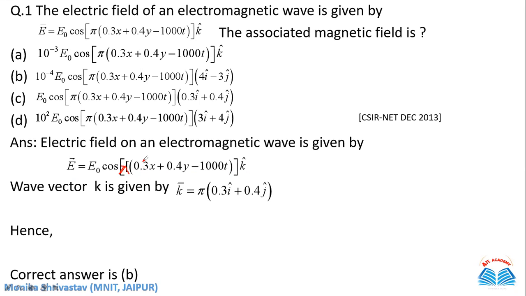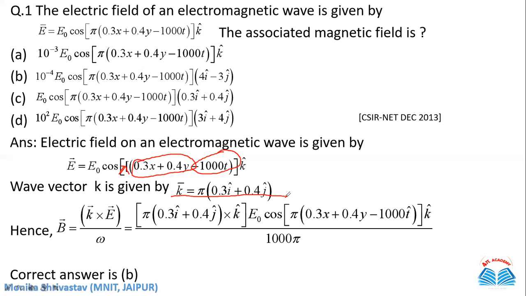So this term is our kx and this term is our omega t, obviously. So what is our k? By just observing this equation, we can conclude that our k is pi into 0.3 x, meaning the direction of the x-axis, which is i cap, plus 0.4 j cap, the direction of the y-axis. Okay, now we know from the question what our wave vector is.